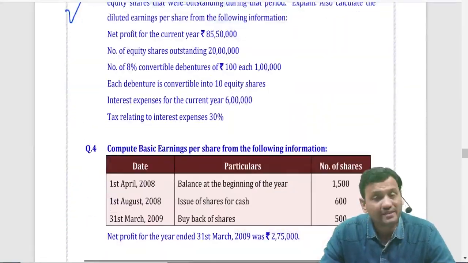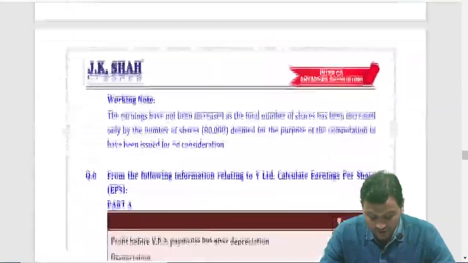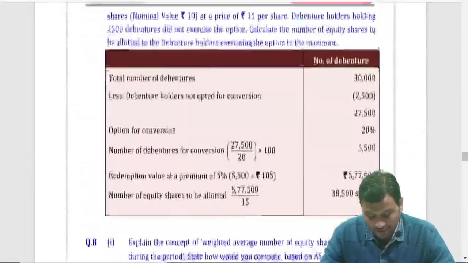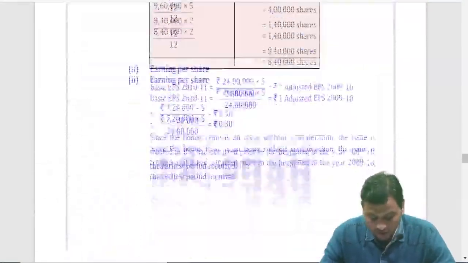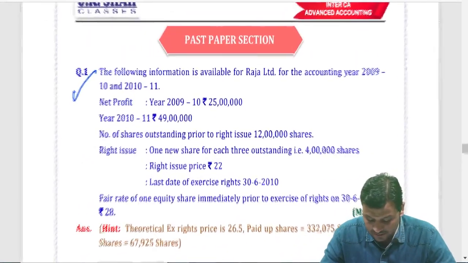Of course, question 3 is a dilutive part. I will do one question of rights and then I come upon diluted. I don't want to do the whole theory together now. First, I'll do EPS theory and then I go for diluted EPS.